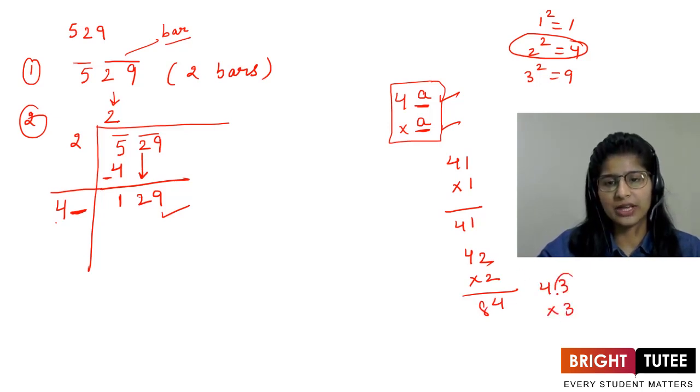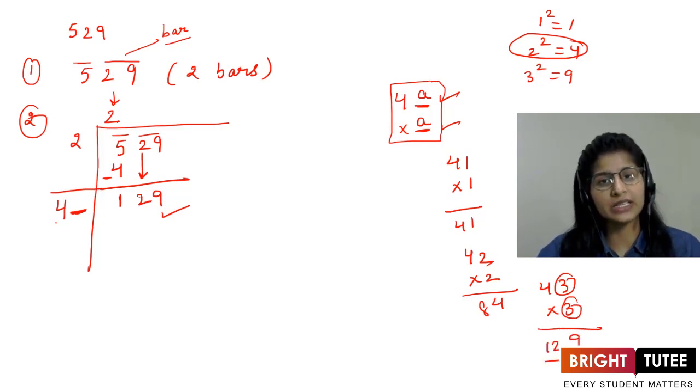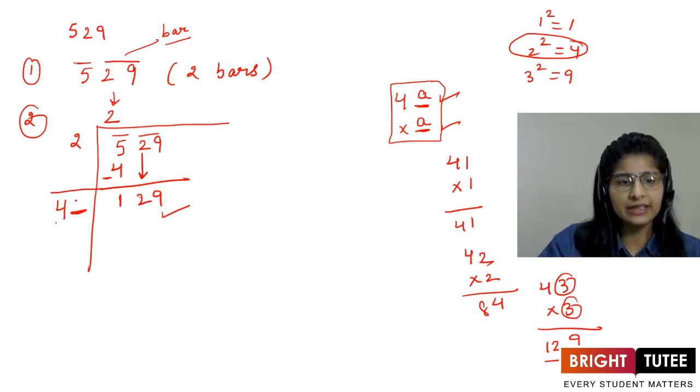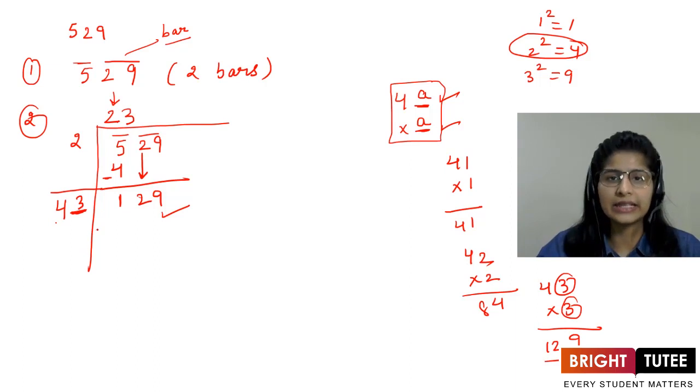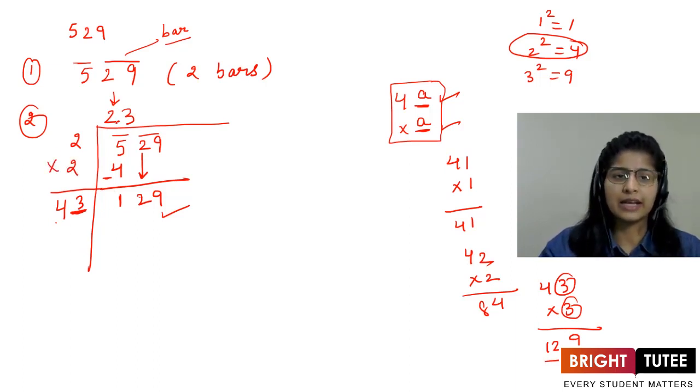Let's try with 3. 43 into 3, because here it is 3, here it will also be 3. 3 3s are 9, 3 4s are 12. See, we got 129. So what is to be placed here? 3. 43, and here in the question also we will get 3. So what we are actually doing, we did 2 into 2, right? That gave us 4. So our quotient value is 2.